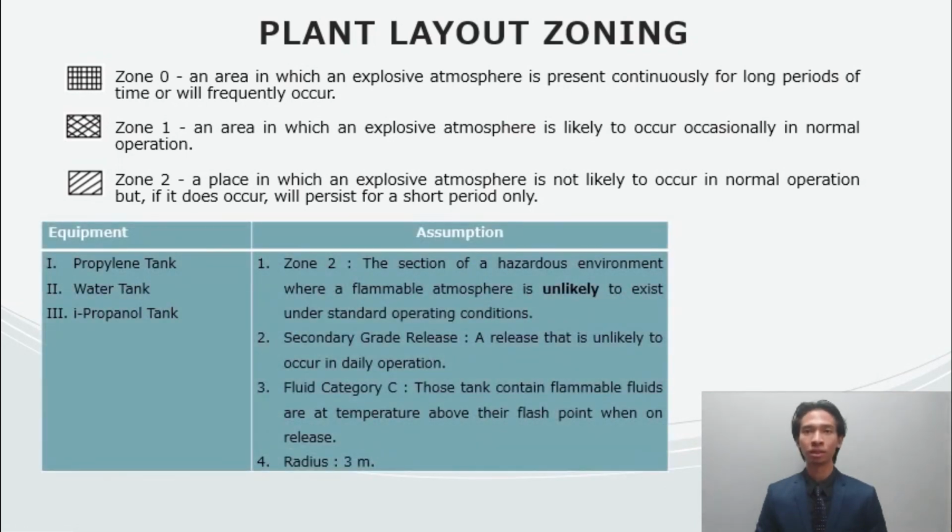Let's take a look at propylene, water and isopropanol tank as an example. These tanks are classified into Zone 2 as the section of the hazardous environment where flammable atmosphere is unlikely to exist under standard operating condition. These tanks also possess secondary grade release, where a release is unlikely to occur in daily operation.